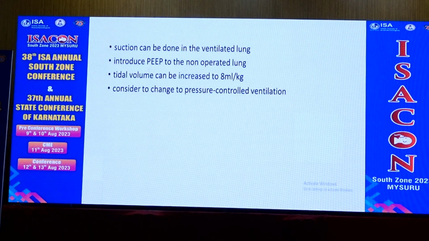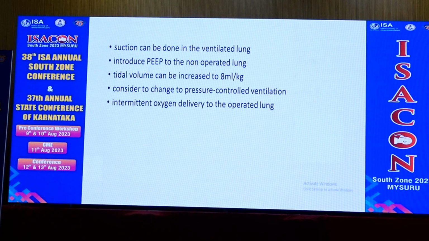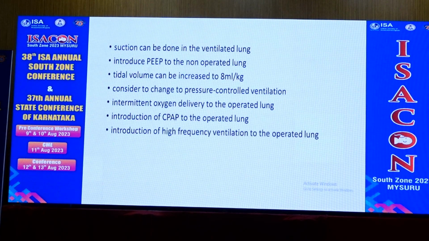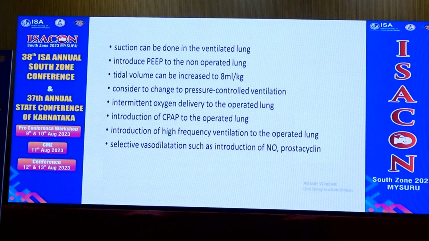If still we are unable to achieve the set parameters, then consider changing to pressure controlled ventilation, where peak airway pressure should not be more than 35 mmHg. If still we are unable to achieve the goal of EtCO2 and SpO2, then intermittent oxygen delivery to the operated lung has to be done. If still unable, you can introduce CPAP to the operated lung. If still unable, and if you have the gadgets for high frequency ventilation, then we can introduce high frequency ventilation to the operated lung.